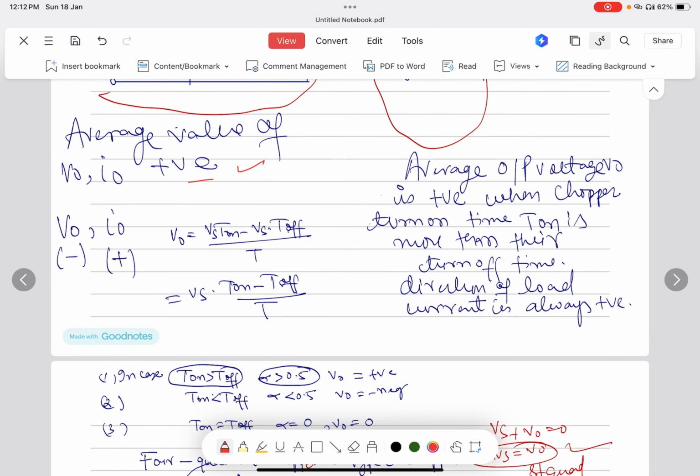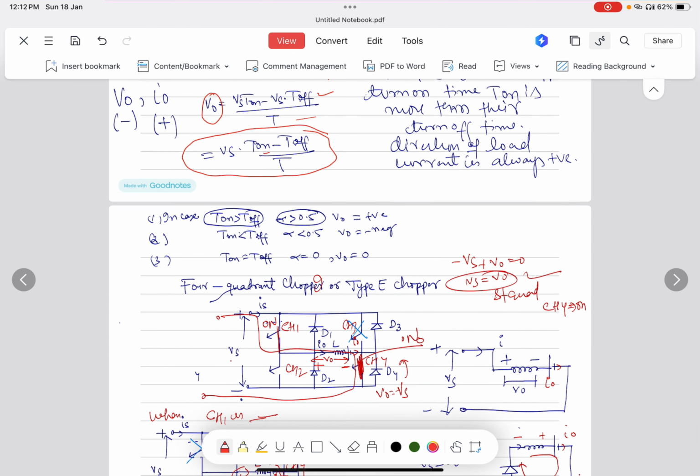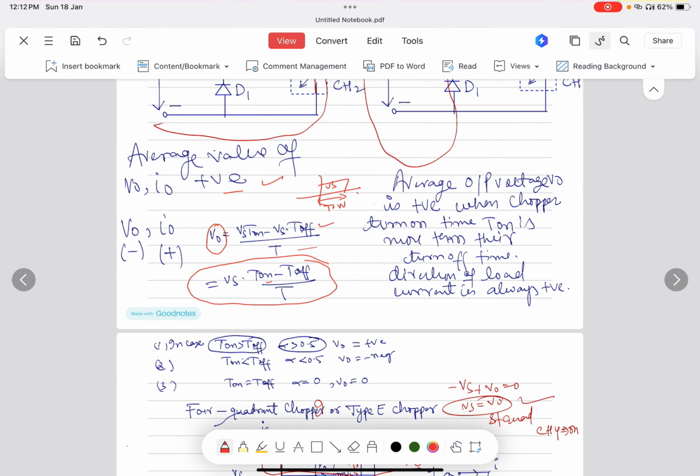V output is equal to the supply voltage Vs into T on, minus the supply voltage into T off, upon the complete time period T. The same we can calculate for V naught and I naught for the case of T off greater than T on. So Vs into T on minus T off upon the time period T. What we have observed is that the average output V naught is positive when the chopper turn on time T on is more than the turn off time. The direction of load current is always positive.